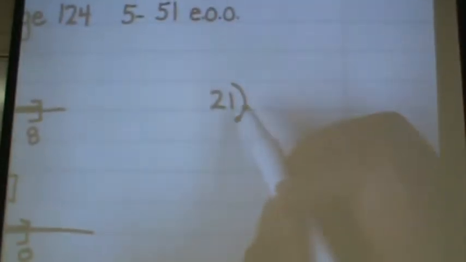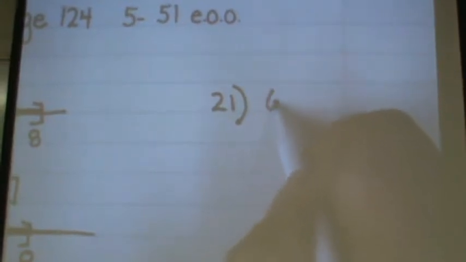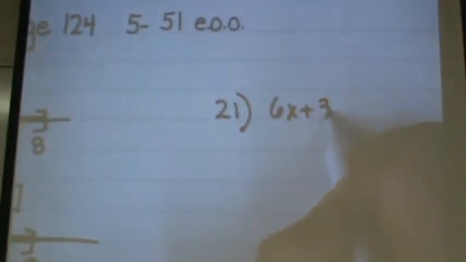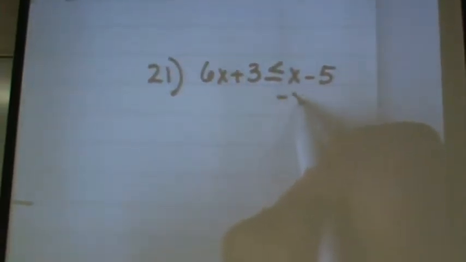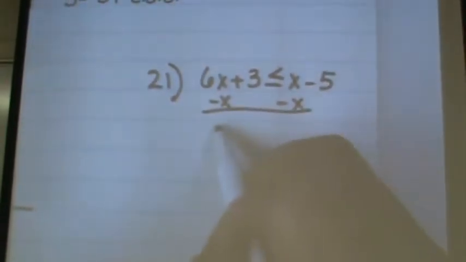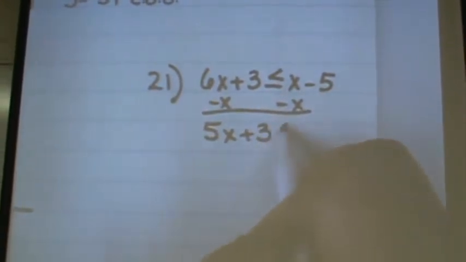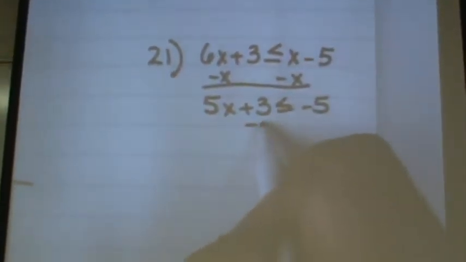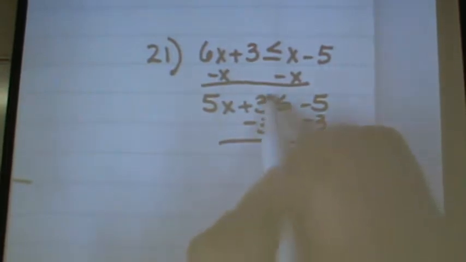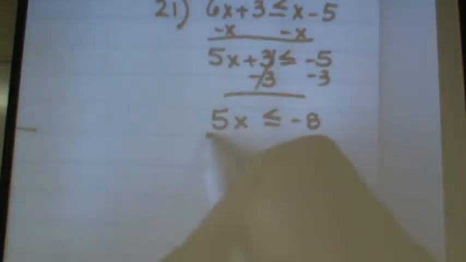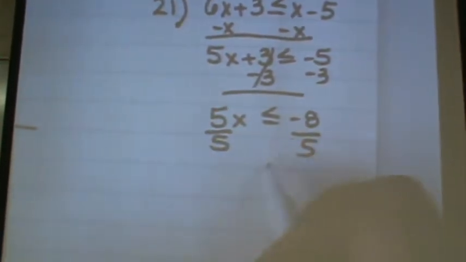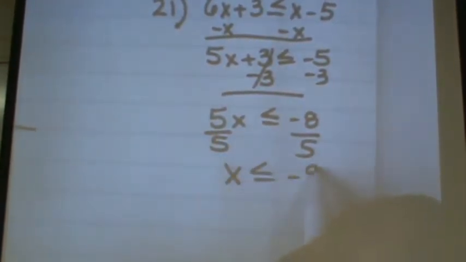You would skip 19 and do 21. The question is 6x plus 3 is less than or equal to x minus 5. So we would subtract an x. You get 5x plus 3 is less than or equal to negative 5. Then subtract 3. 5x is less than or equal to negative 8. Divide by 5. And x is less than or equal to negative 8/5.